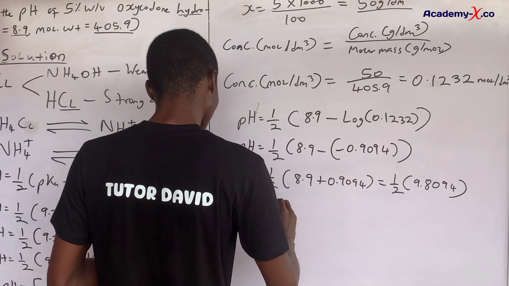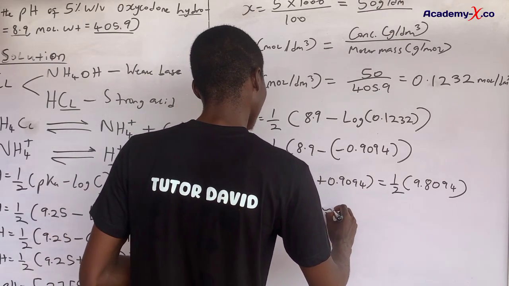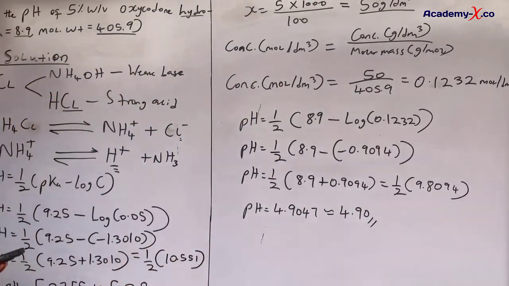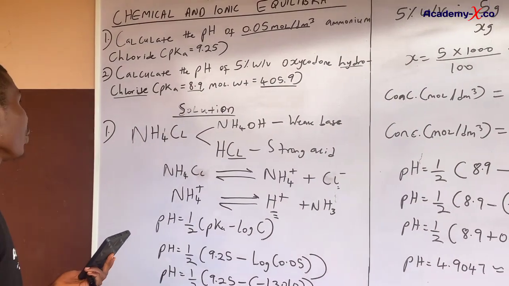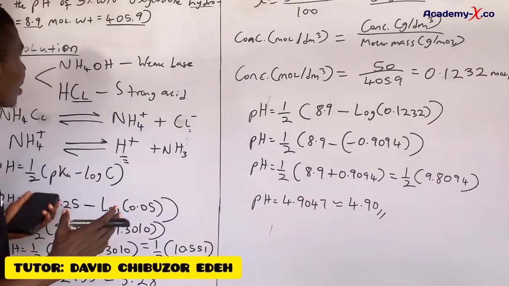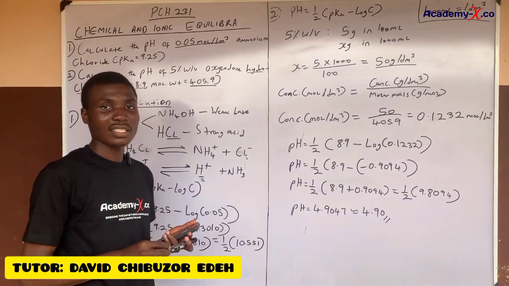pH is now going to be equal to 4.9047, which is approximately 4.90. So the pH of 5% weight per volume oxycodone hydrochloride is determined to be 4.90. So these are basically the kind of calculations you find in the case of a strong acid and a weak base.